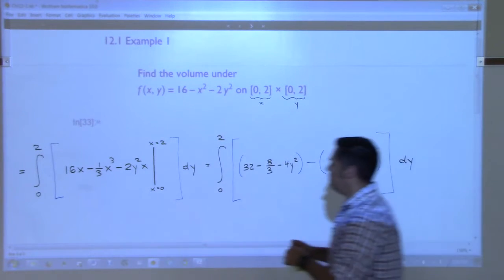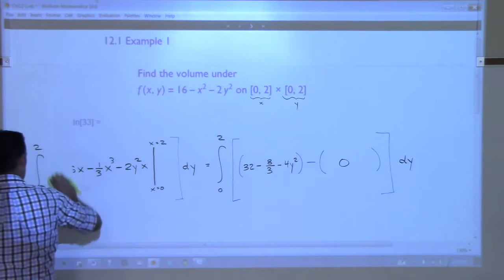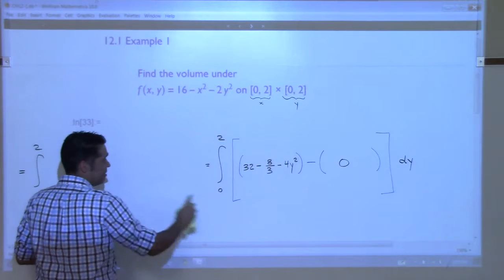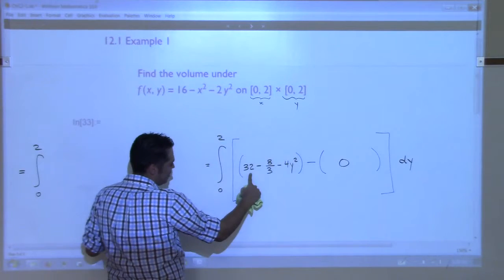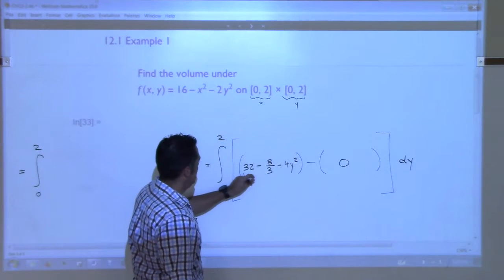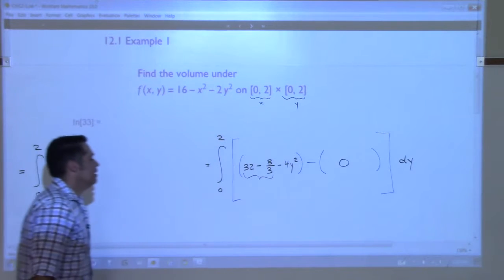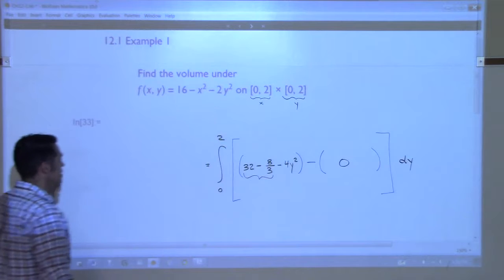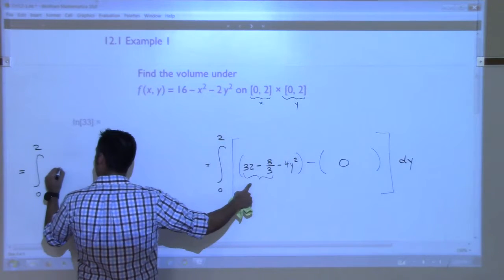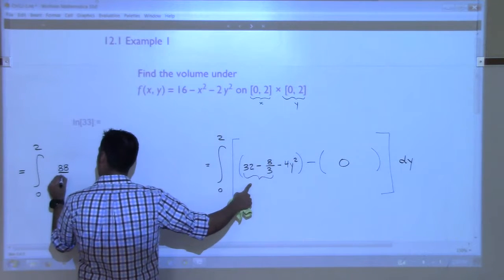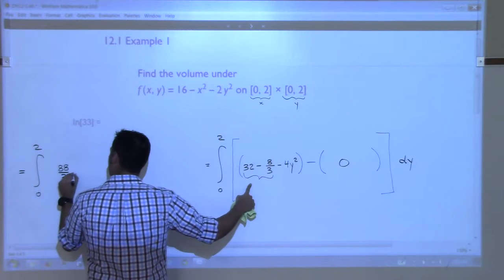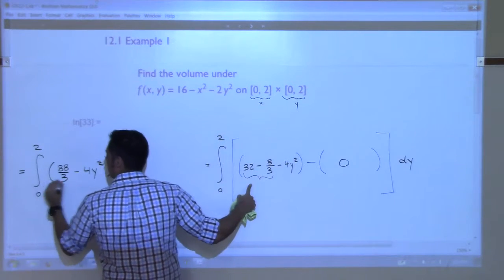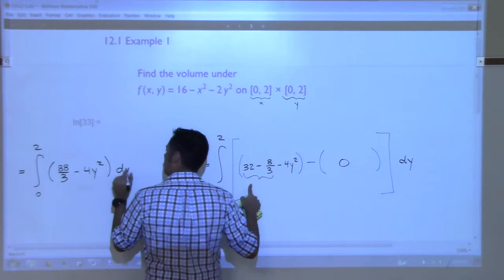This is equal to, let me just clean it up. I don't need the blue anymore because I've got an answer here. Oh, I should put these two together. Those are both numbers. It's 32 minus 8/3, which is 88/3. So I have 88/3 minus 4y squared, and I'm integrating that with respect to y.